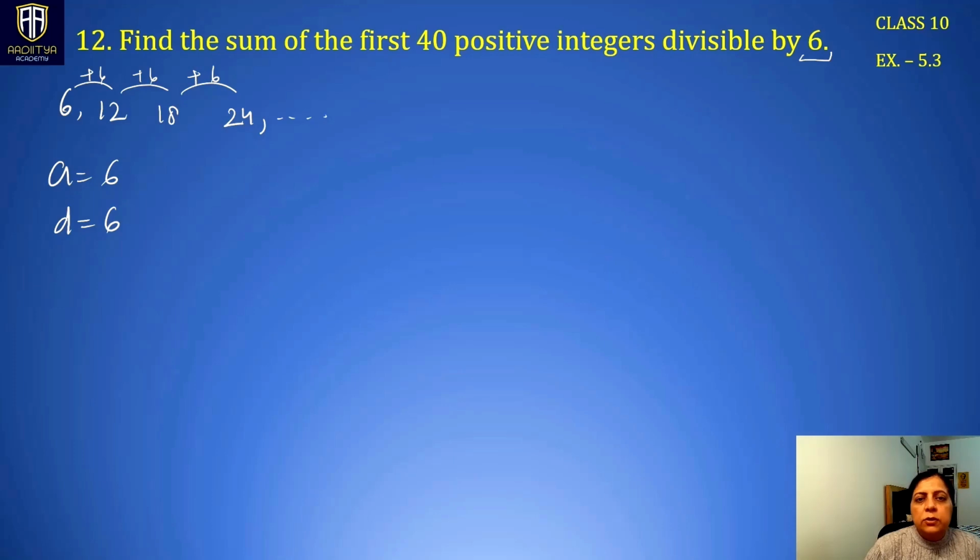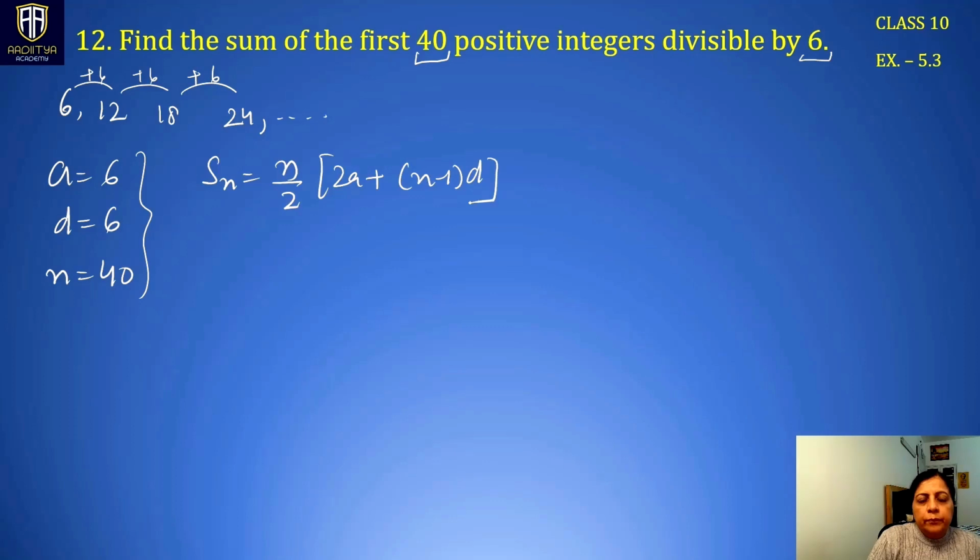Find the sum of the first 40 positive integers. So n here is 40. This is a very basic sum. First of all, you can find the 40th term, or you can simply solve by this formula. Sn is equal to n by 2 times 2a plus n minus 1 times d. N is given, A is given, D is given. We can find S40.